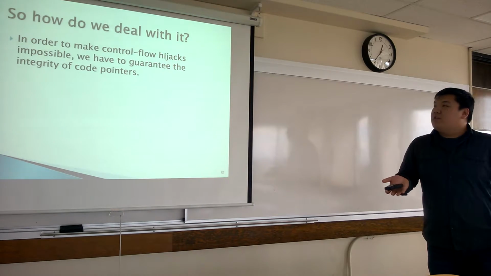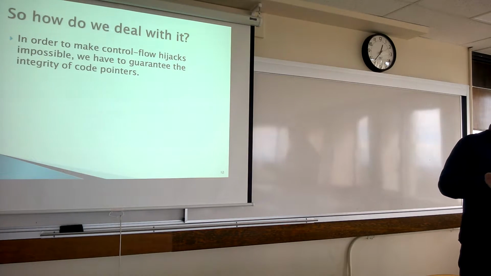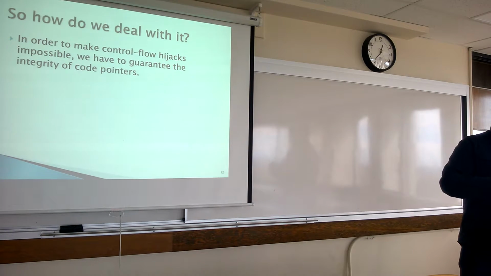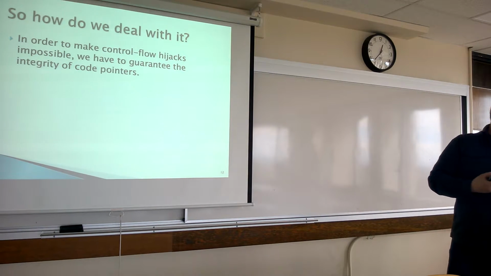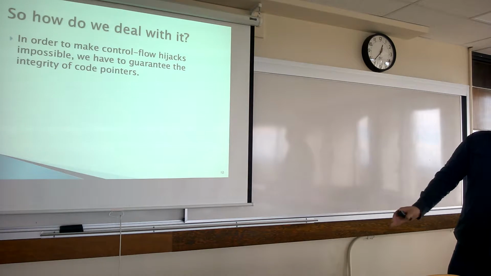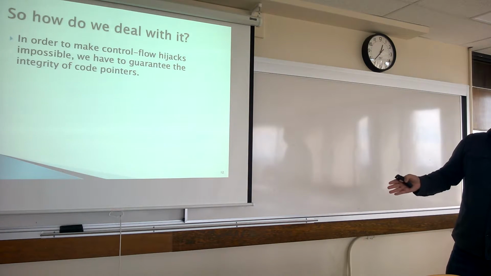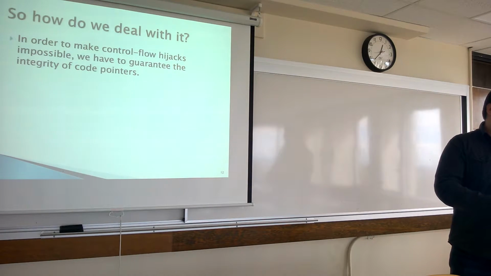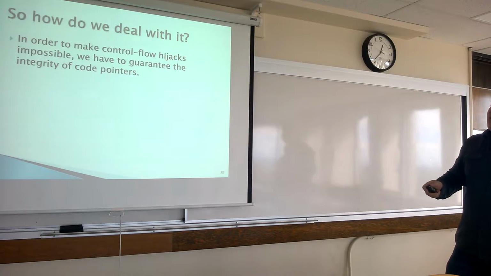So the question is, how do we deal with this? Because it's not practical for us to use memory safety because of the overhead. You don't want to have to keep track of metadata for every single pointer that you ever use. The overhead is just not realistic, and some of the implementations we saw earlier also required hardware level or software level changes, and that's also not practical in the long run. So the first thing is we have to look at how to make control flow hijacks impossible. So we have to guarantee the integrity of code pointers, which are any pointers that point to code, and we'll talk about that a little bit more as we go along.